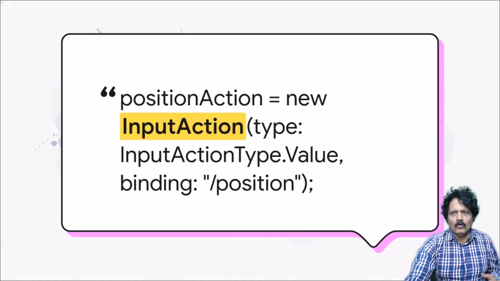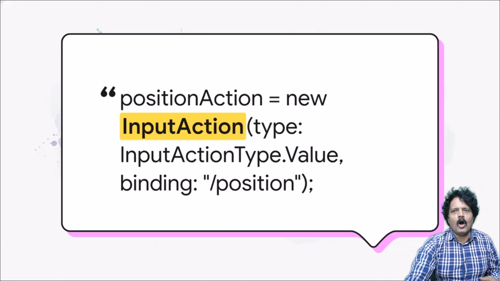But just knowing that a press happened isn't enough, right? We need to know where it happened. So the second line creates another action. This time its type is value because it is meant to hold data, not just to be on or off. We bind it to a pointer position, and now it will give you the exact x and y coordinates of the tap or click on the screen.